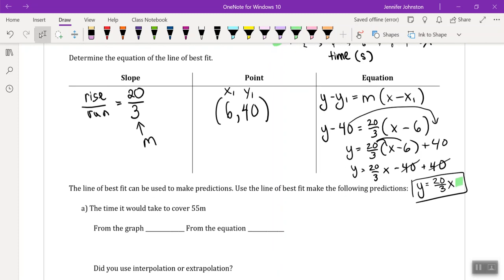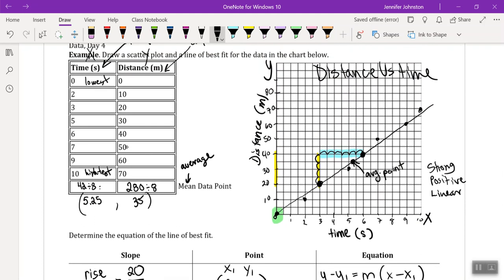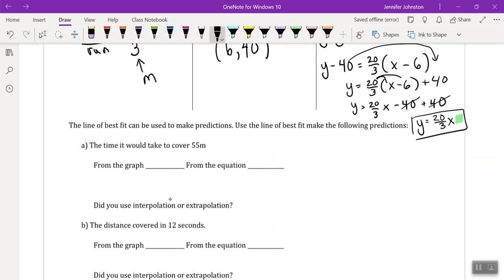All right, so we're going to make some predictions now. Using the line of best fit, we're going to either interpolate or extrapolate. We're going to determine the time it will take to cover 55 meters. We can tell right from our data set that 55 meters is in between 50 and 60, so this is called interpolation. We are going to interpolate because it's inside the data. So 55 meters is inside the data. It's between 50 and 60.